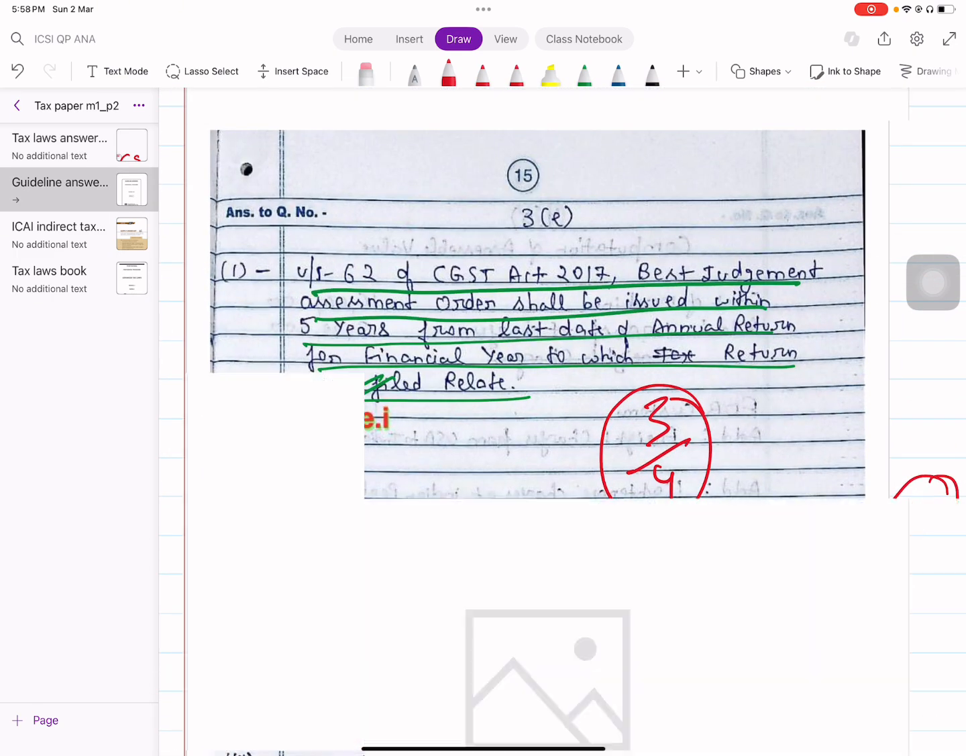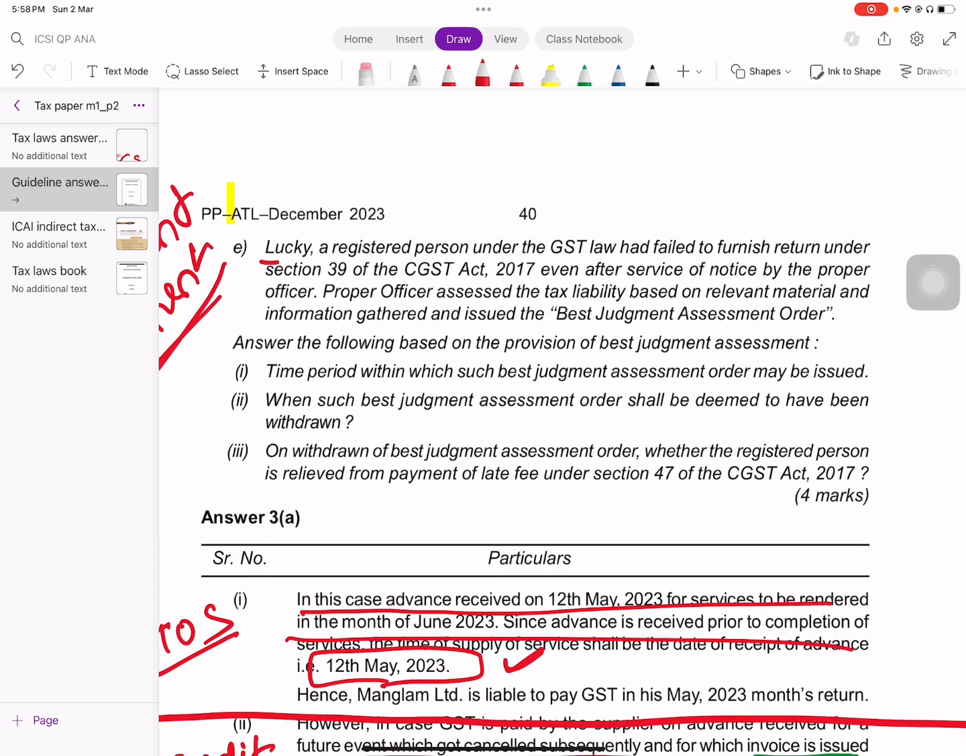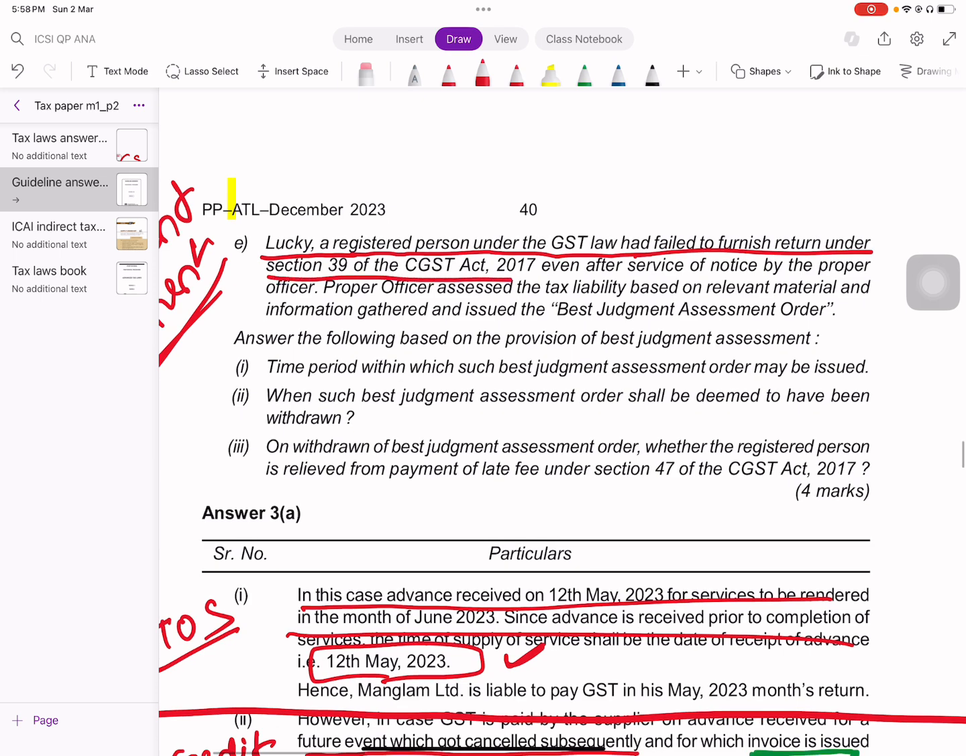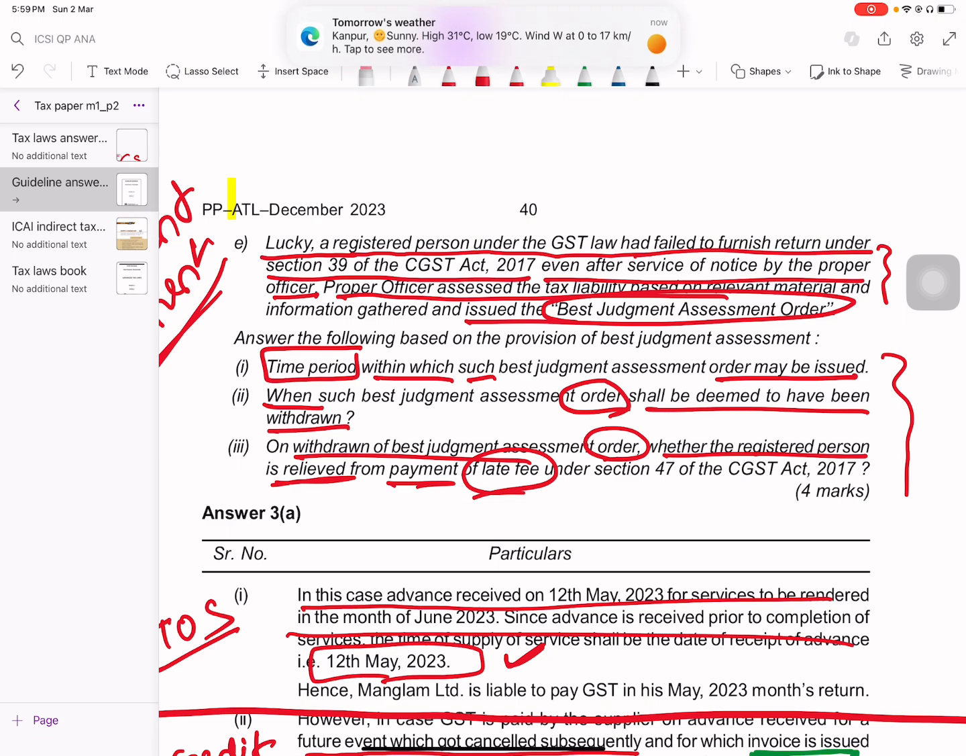Question 3E. Lucky, a registered person under GST law, had failed to furnish return under section 39 of the CGST Act even after service of notice by the proper officer. The proper officer assessed the tax liability and issued a best judgment assessment order. On this, we have to answer 3 questions: the time period within which such order may be issued, when such order shall be deemed to have been withdrawn, and on withdrawal of the order, whether the registered person is relieved from payment of late fee.